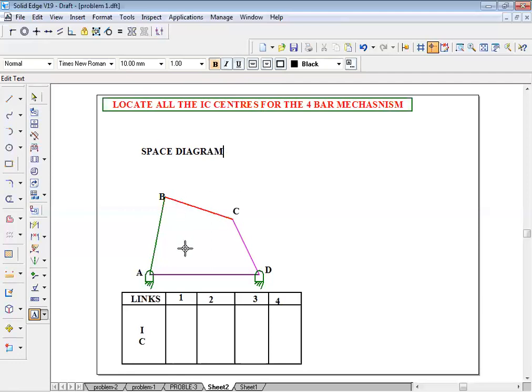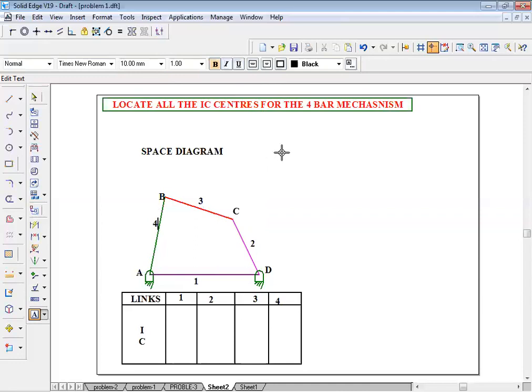Okay. Now we need to identify the links. Let us call all these fixed links as one. This is one and this one also, and this is two, and this is three, and this is four. Now, once you mark all the link numbers, we need to calculate how many instantaneous centers there are for this given mechanism.